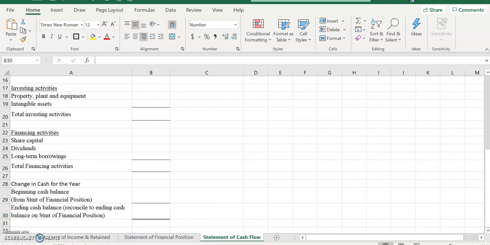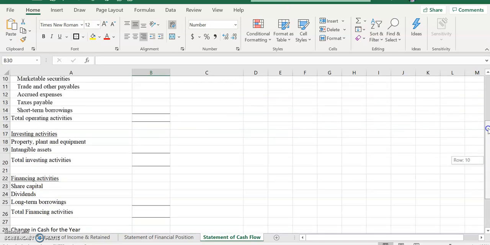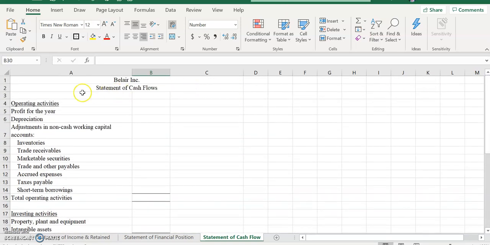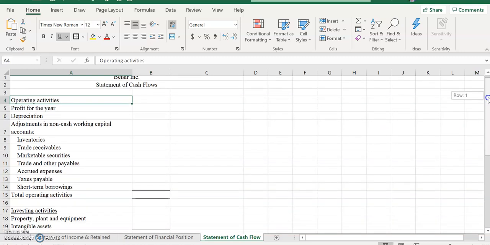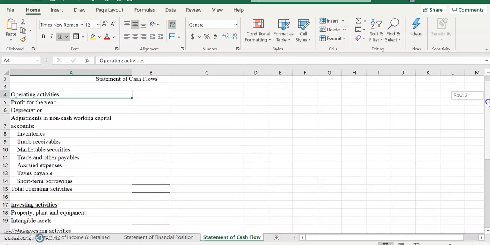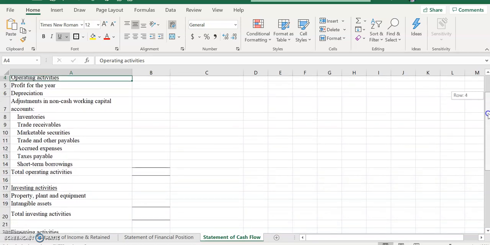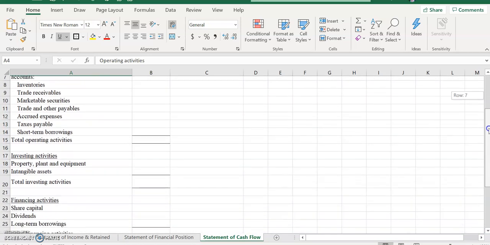Okay, so let's continue. Let's start at the beginning for our statement of cash flow. Okay, so what I've done here is I've already created the layout for it. So for a statement of cash flow, there's 3 sections, okay? The first section is your operating activities, and that includes all the day-to-day activities in your organization. And I'll go into the details of what's included there in a minute.